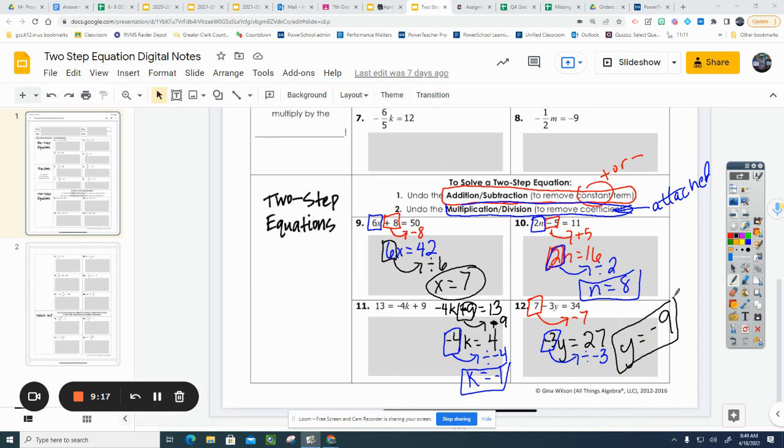I'm going to give you guys a little bit. I want you to try 13, 14, 15, 16. We're going to see how far we get. I'm stopping it there.